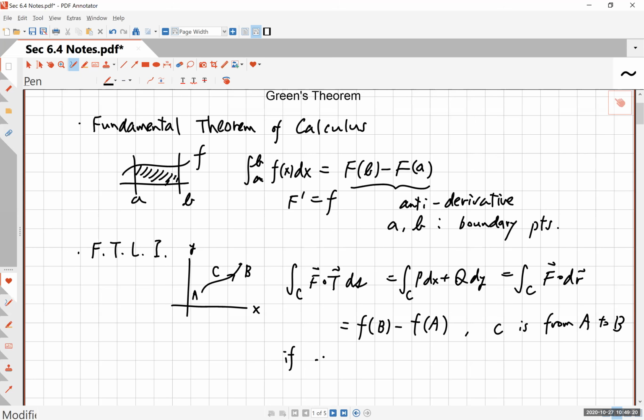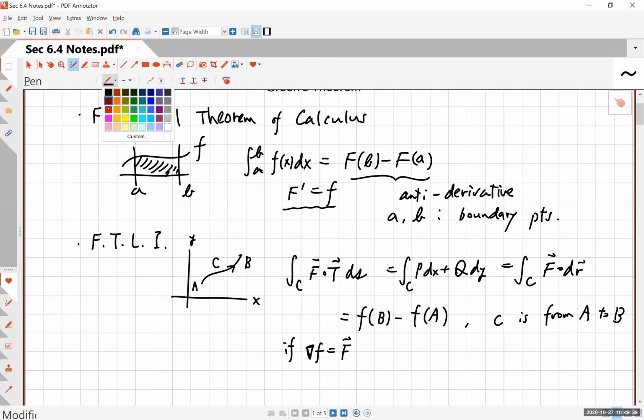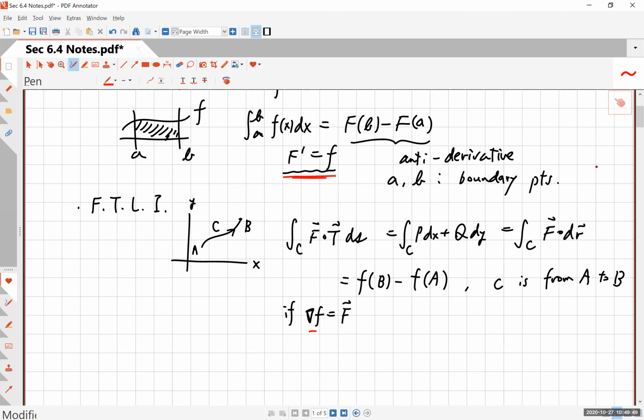And of course, this holds if the gradient of f is the vector field F. Just like over here, the derivative of capital F was a lowercase f. This time, the gradient, which is sort of like the derivative of the lowercase f, is the given vector field F. You may notice, by the way, the cases have switched here. Here, capital F was the antiderivative. Here, the lowercase f is sort of an antiderivative, whose derivative or gradient is the given vector field F. Somebody messed up in here. They should have been consistent with the cases, but they weren't. But that's beside the point.